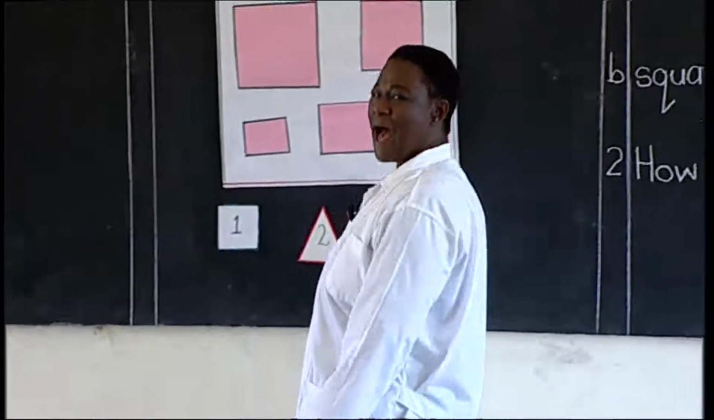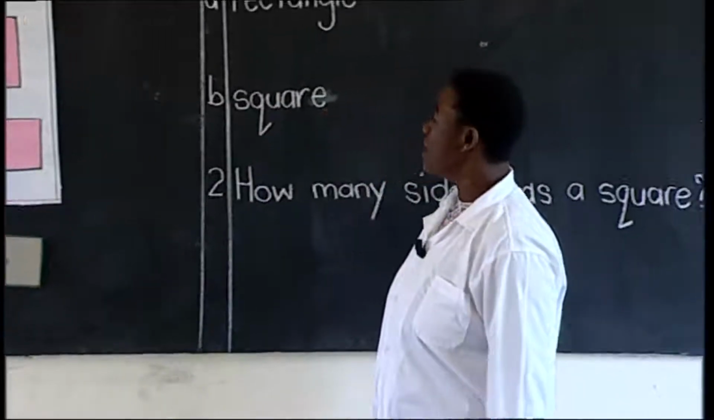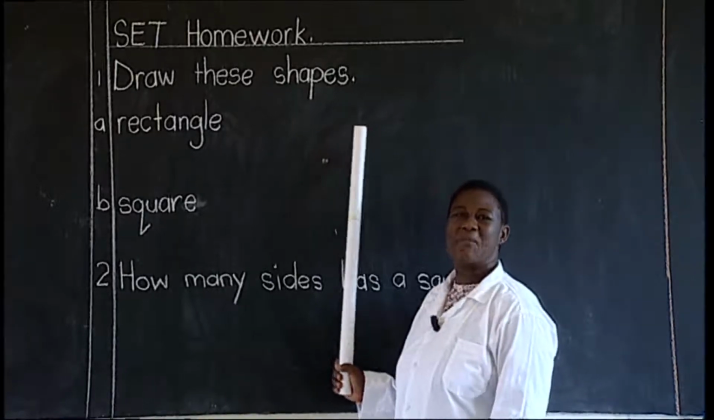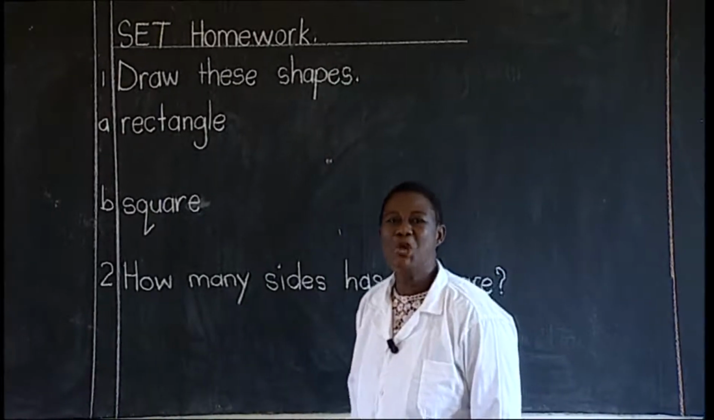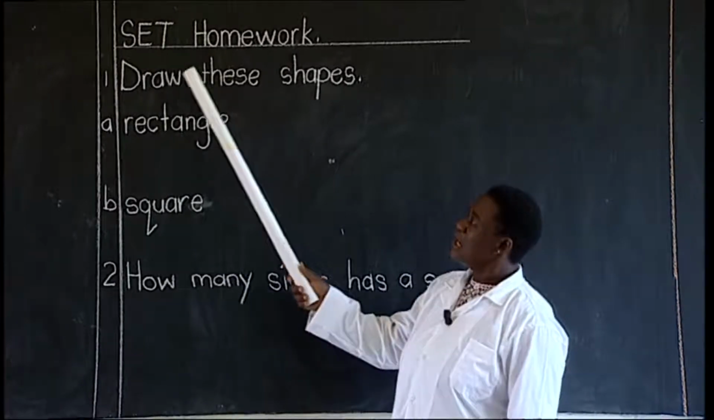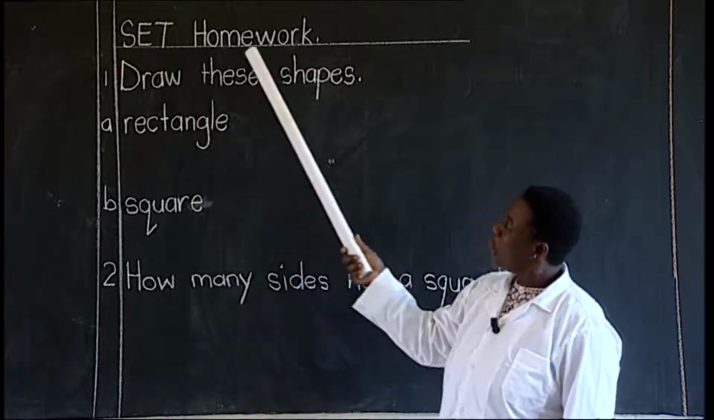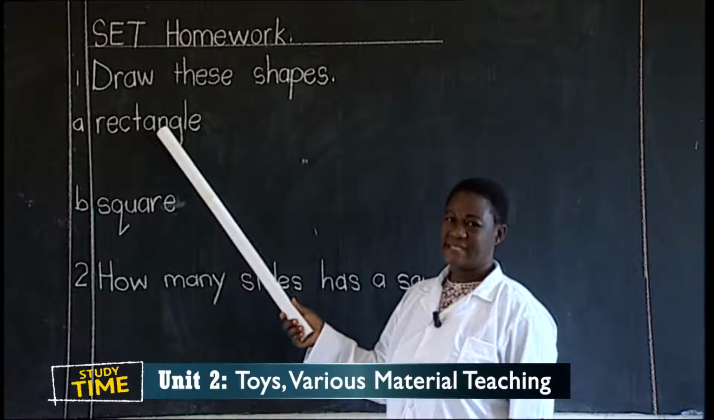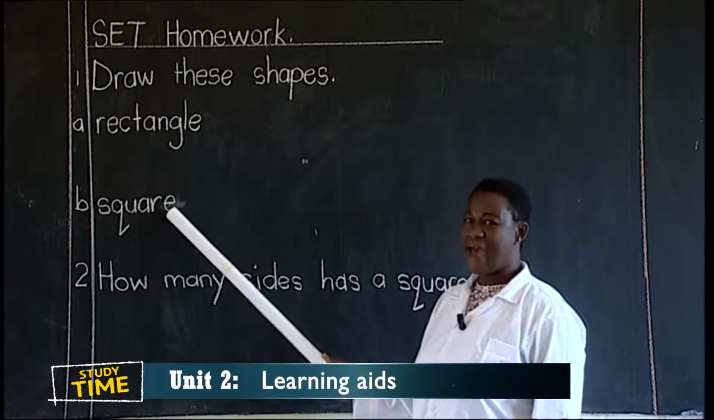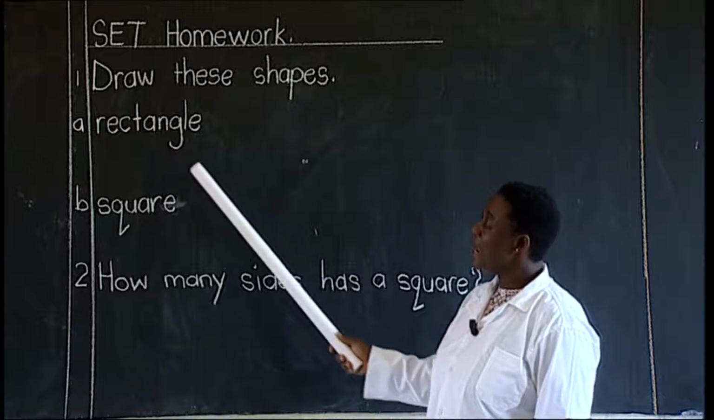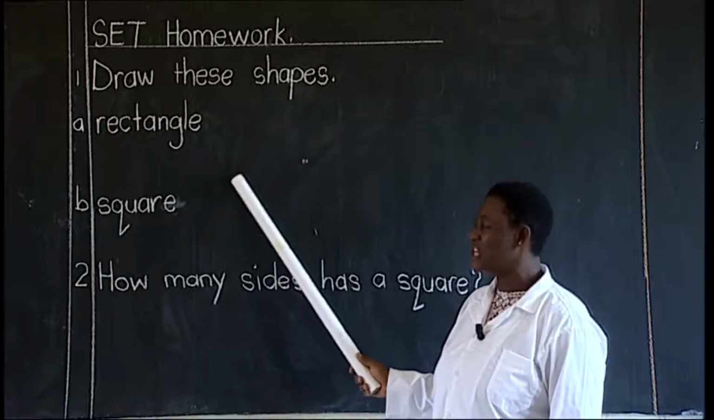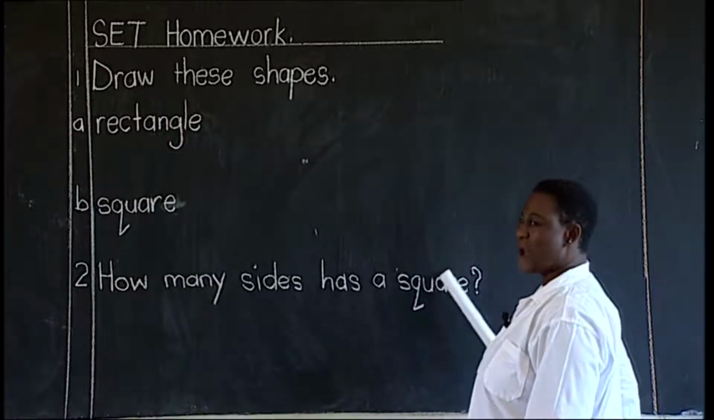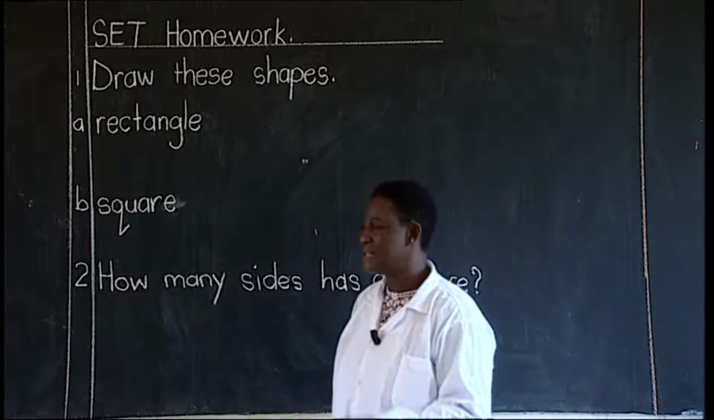So, now you are going to copy for me also this homework. Remember, we have made them. But this time, I want you to draw them in your books. Here, set homework. Draw these shapes. Rectangle, square, that's number 1. And I want big pictures, big pictures. Then number 2, how many sides has a square? Remember, we saw that.